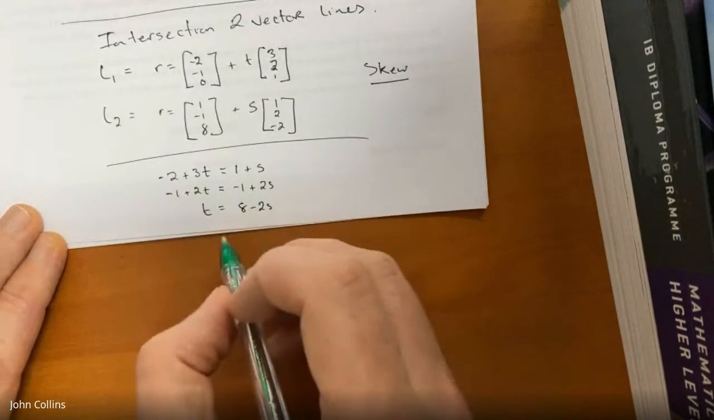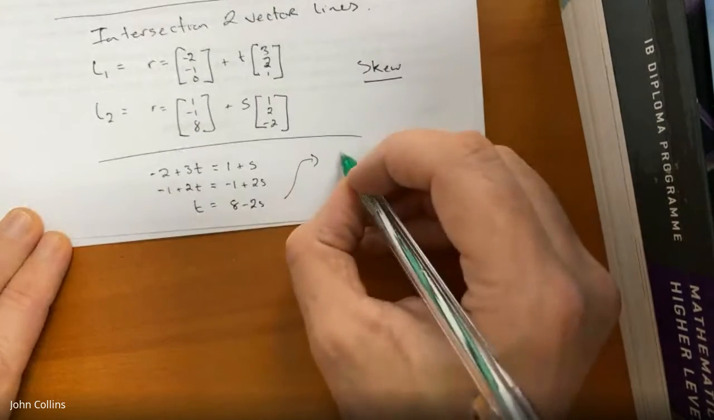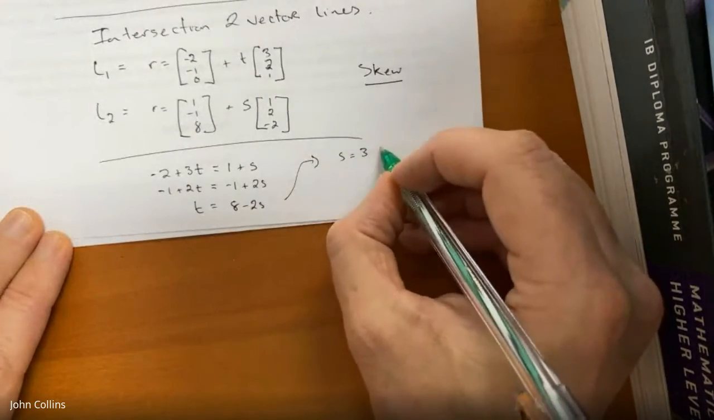Okay, and then there are 3 equations and 2 unknowns, so it's actually quite a simple solution. Once you've got valid solutions, s is 3, I think, and t is 2.